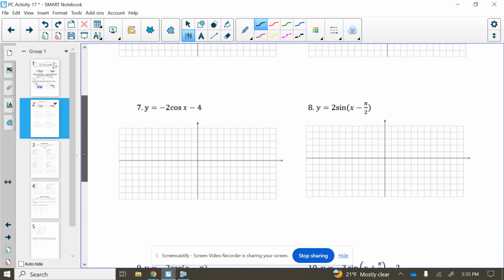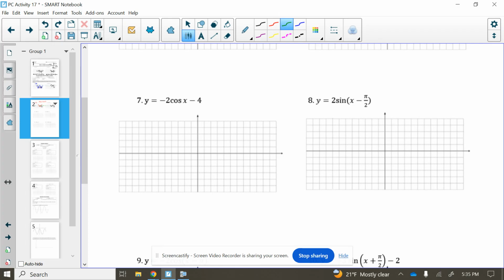All right, next we have a shifted down cosine graph. This time our midline is shifted down 4 units. And we also are going to see on this graph that we have both a reflection and an amplitude change. So we're going to start at the minimum value this time, 2 units below that midline at -4, back to the midline, up, back to the midline, down.